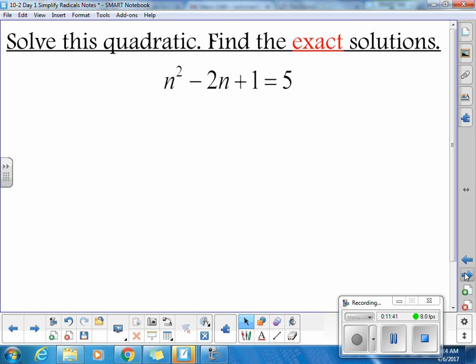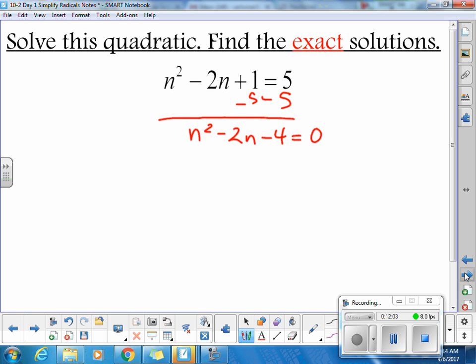So if we have to find exact solutions, my guess is they're not going to be beautiful numbers, so it's not going to be factorable. So what is the first step for doing the quadratic equation? We get everything to one side, remember? And we have n squared minus 2n minus 4 equals 0. Label my a's, b's, and c's. So a is 1, b is negative 2, and c is negative 4.